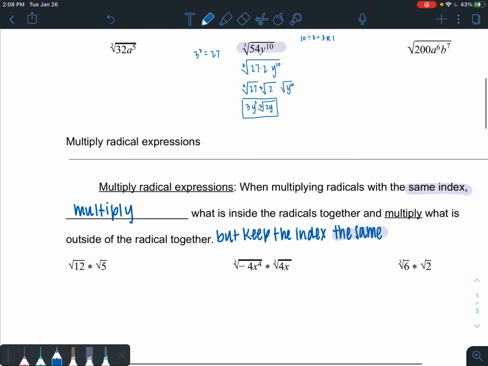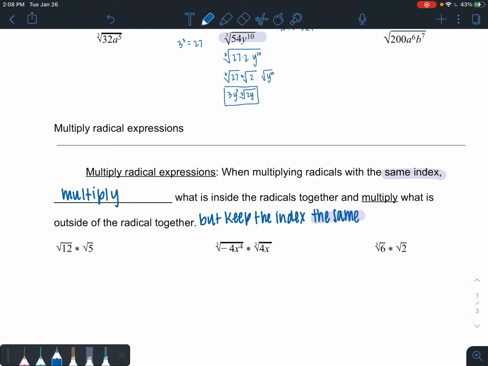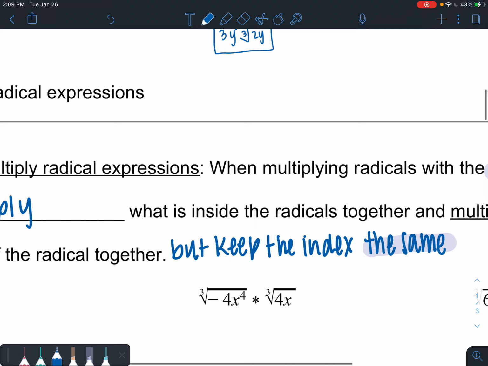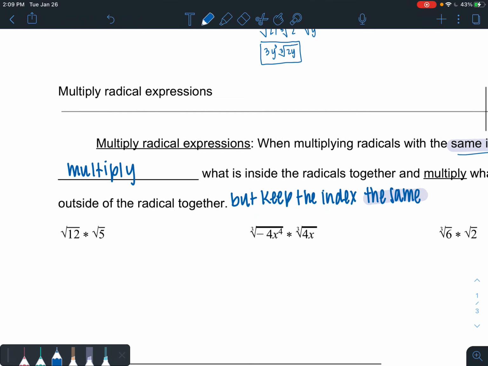All right, so when we're multiplying radical expressions, we have to have the same index. We're going to multiply what's inside the radicals together and multiply what's outside of the radicals together, but we're going to keep the index the same. So with these problems, we were kind of splitting it up. So we did 54 is 27 times 2, and we split it into 2 pieces. Now we're going to multiply those things together.